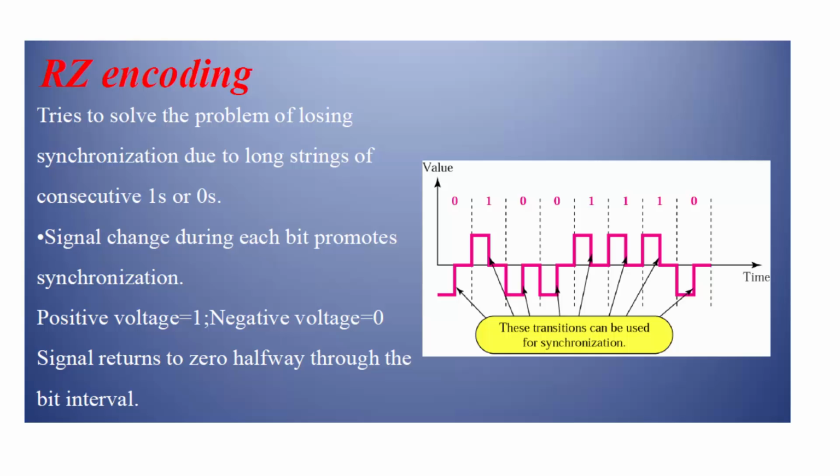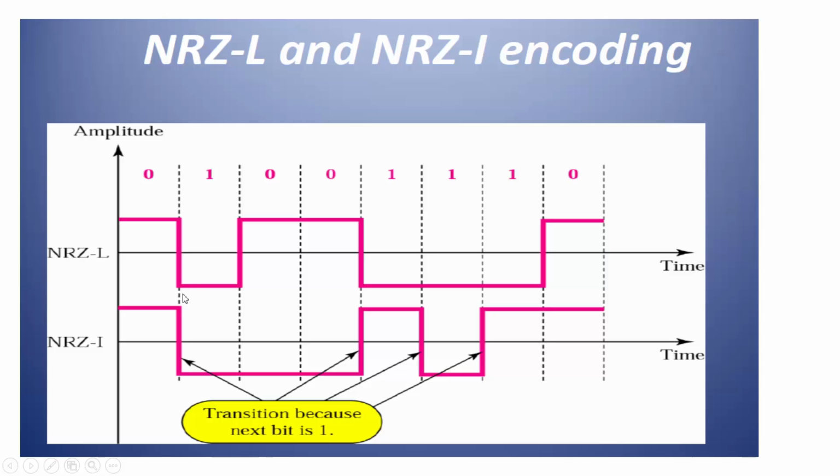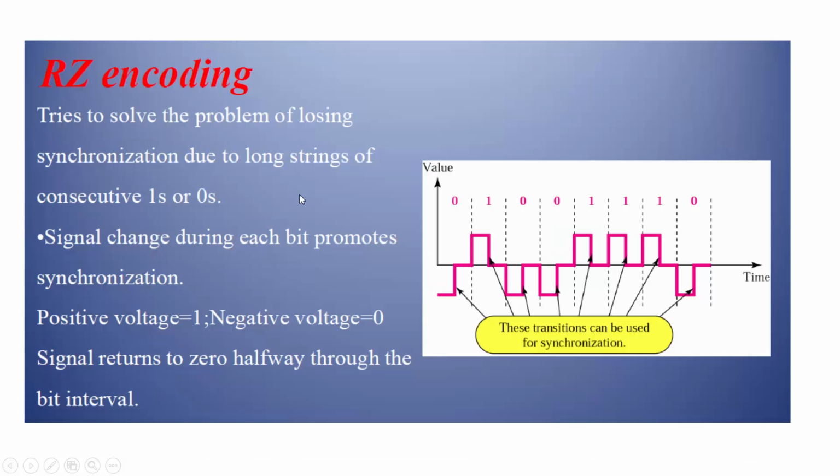So let us look at the point. Positive voltage is 1, negative voltage equals 0. The signal returns to 0 halfway through the bit interval. So let's look at 0. It has to be negative voltage. For 0, there has to be negative voltage. So this is my negative voltage. At half the time, it will return to 0. That's why this type of encoding strategy is known as return to 0, whereas in NRZ, it was non-return to 0. If you look at the waveform, it never returns to 0. So in RZ, at half the interval, it will return to 0.